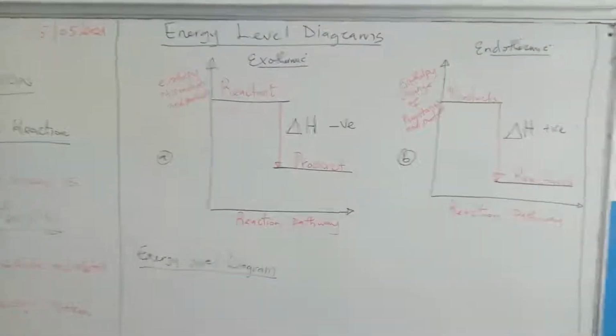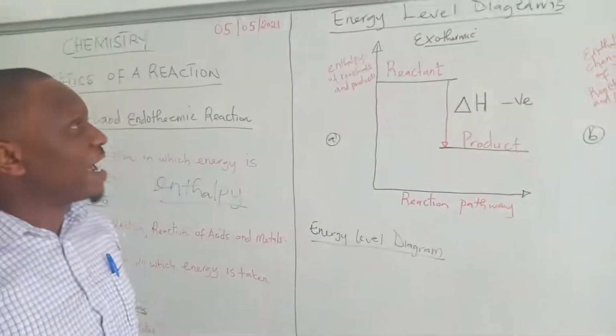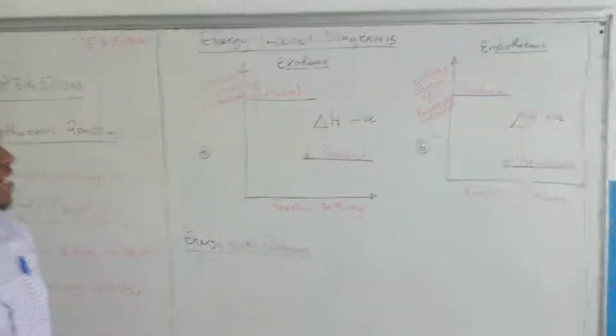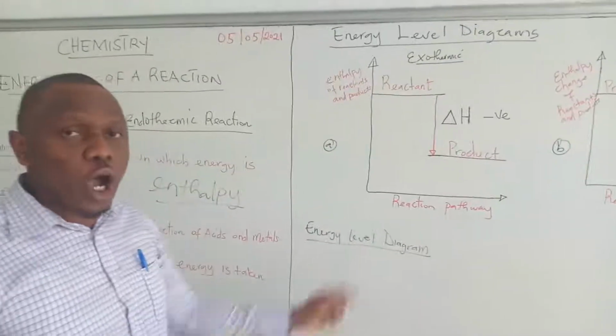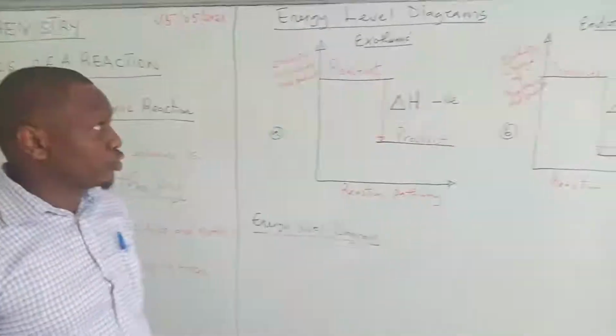Now, we'll go to energy level diagram. What is an energy level diagram? An energy level diagram is a graphical representation of reactants and products of a chemical reaction.